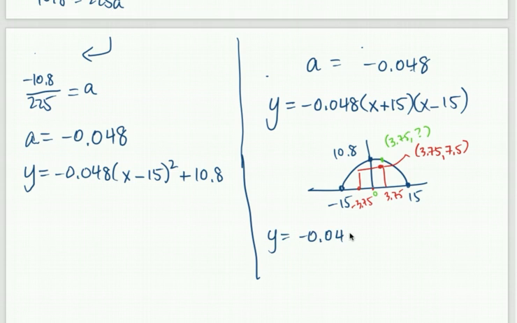Okay, so we're going to use our equation again. So this is us just now trying to find y. If I know x, can you find y using the equation here? So 3.75.